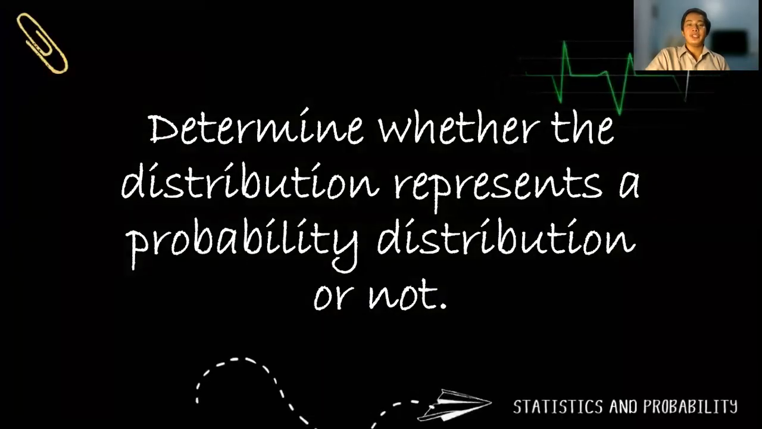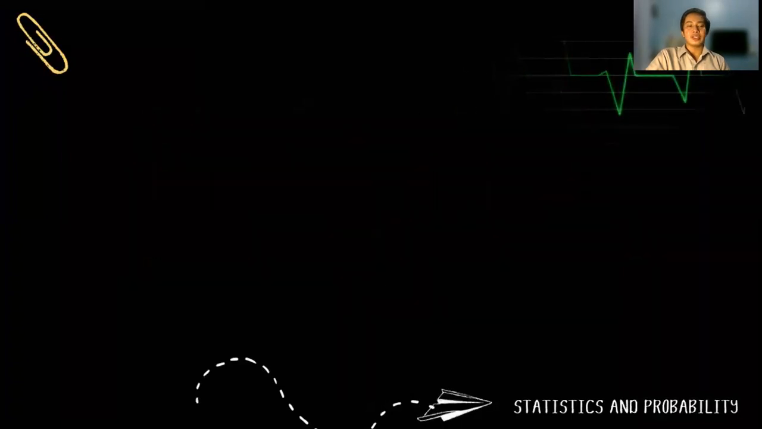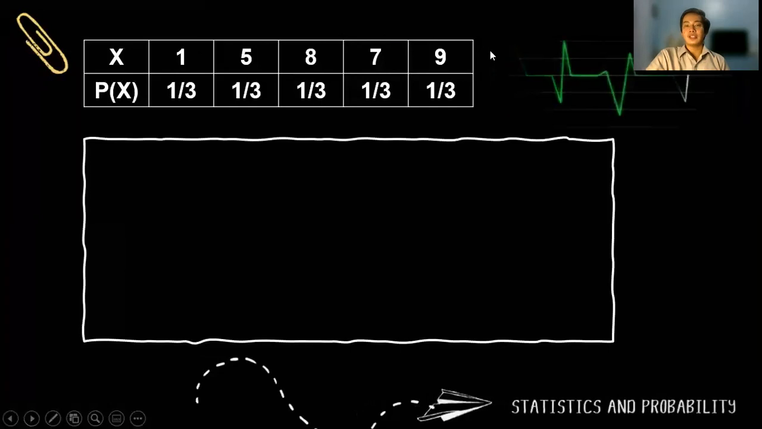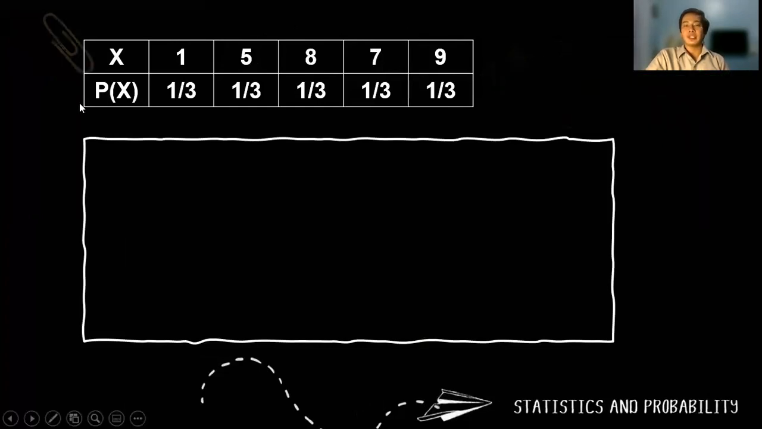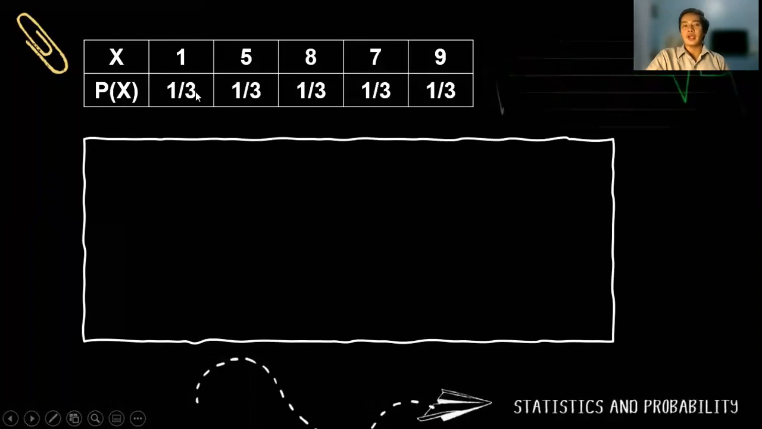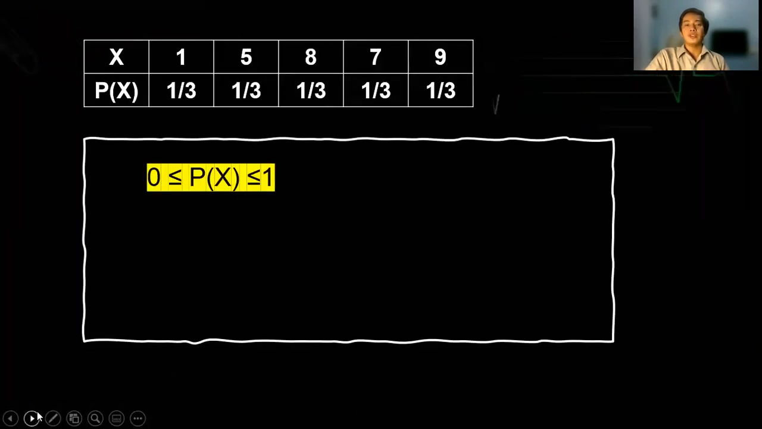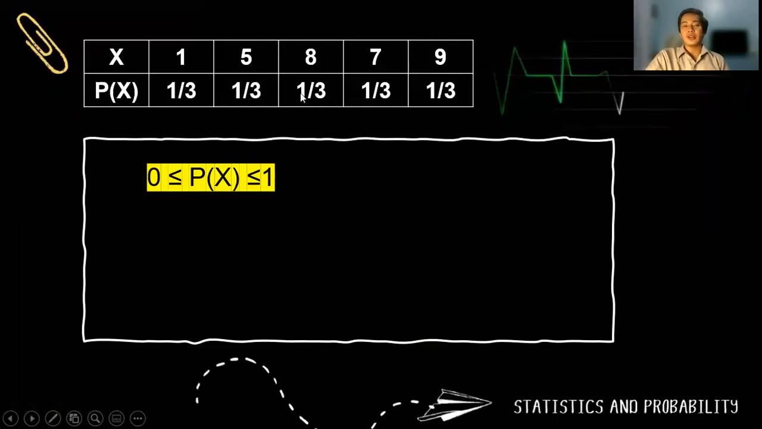So let us determine whether the distribution represents a probability distribution or not. Let's have the first set. We have the random variable x: 1, 5, 8, 7, 9, with their corresponding probabilities of the random variable x: 1/3, 1/3, 1/3, 1/3, 1/3. So notice that it possesses the first characteristic of a probability, which is that 1/3 is between 0 and 1.